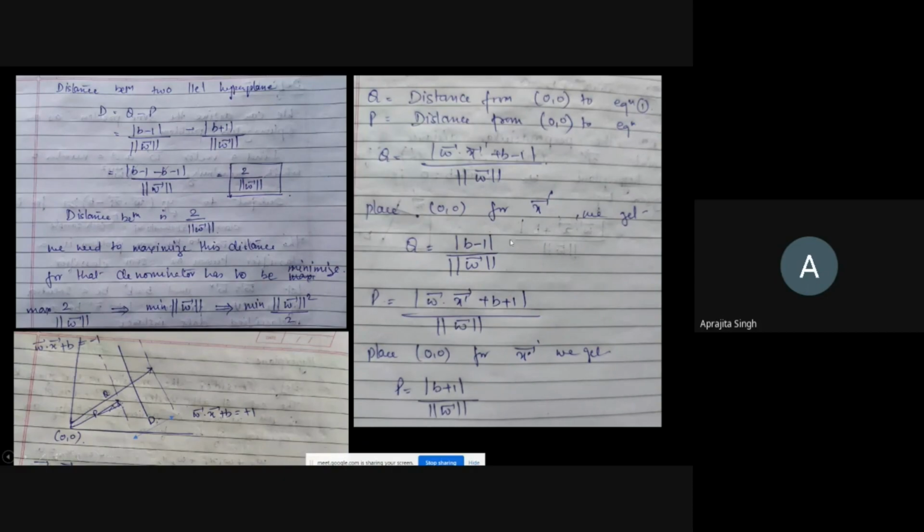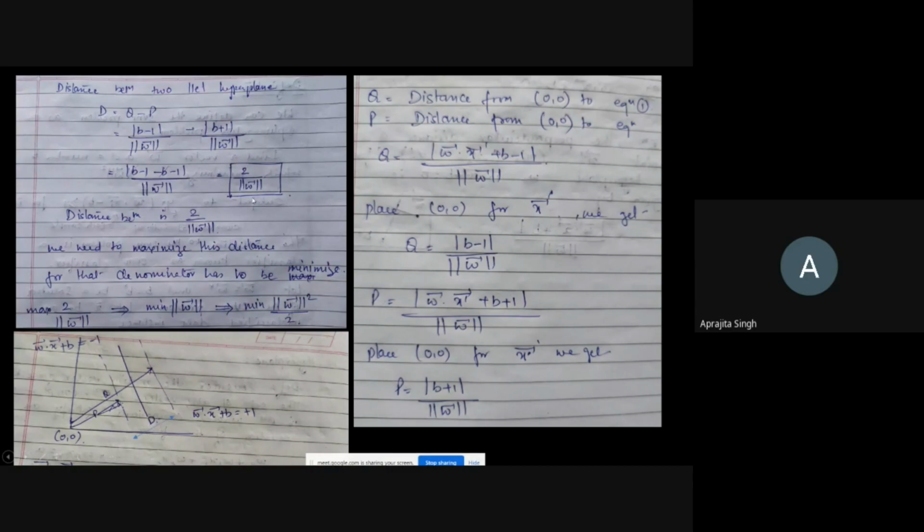So what value of q is coming? b minus 1 divided by the norm of omega. And what value of p is coming? b plus 1 divided by the norm of omega, right? I've just placed it over here. What happens? b and b get cancelled out. So what we are left with is 2 divided by the norm. So this is the distance between the two margins.